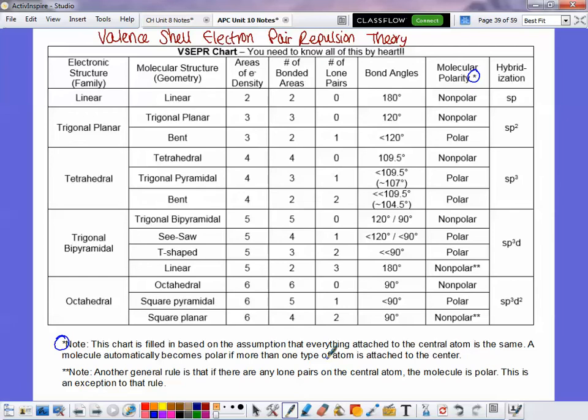Another note, my double star, general rule is if there are any lone pairs on the central atom, then the molecule is polar. The 2 big exceptions to that are the linear from the trigonal bipyramidal family and square planar from the octahedral family. And we'll see that when I show you the structures and in class when I actually show you the models.